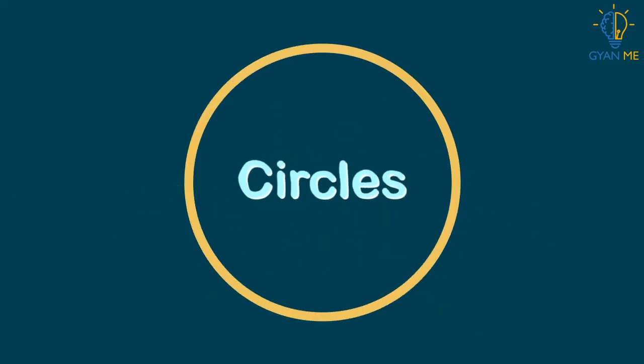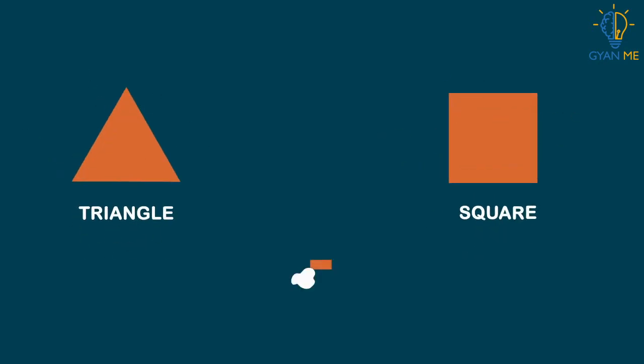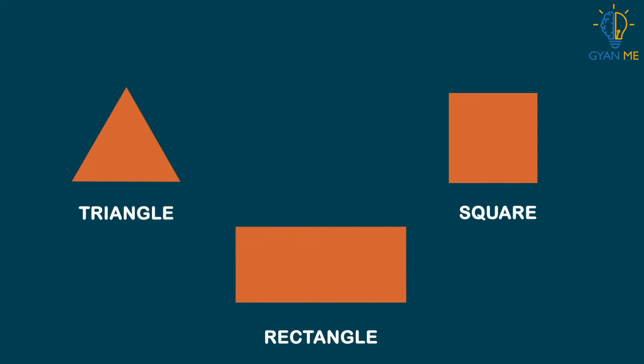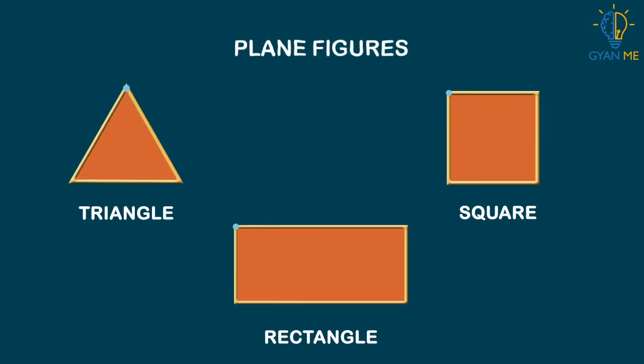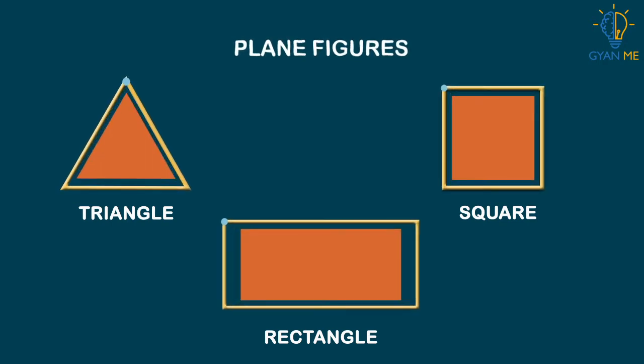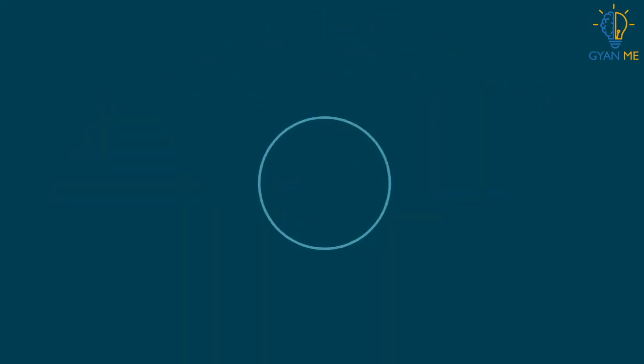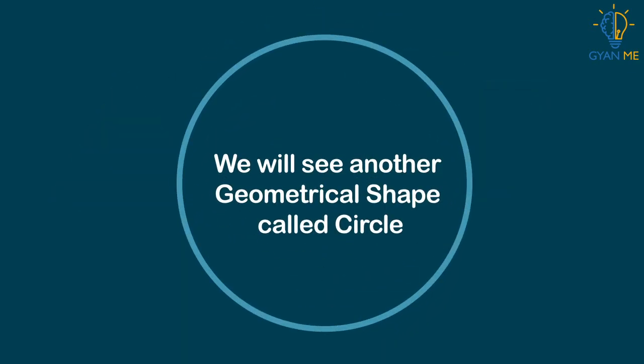Hello students, today what we are going to see is chapter 10, that is circle. You must have seen many geometrical shapes around you like triangle, square, rectangle. All these are plane figures and made up of line segments joined end to end to form a closed figure. Today we will see another geometrical shape called circle.